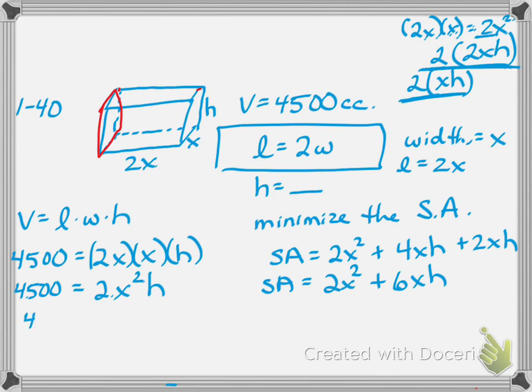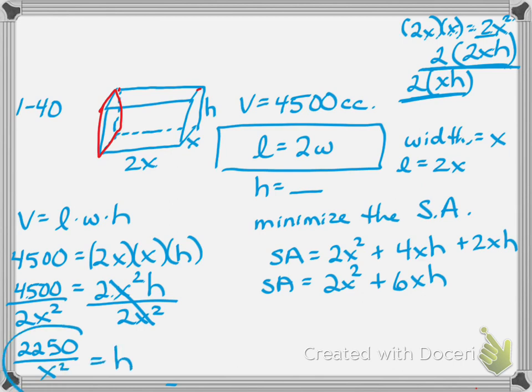So we've got 4,500. Let's divide both sides by 2x squared to get the h by itself. 4,500 divided by 2 is 2250 over x squared. So that's our h value. So we could take that h value and plug it into our surface area equation. So it's multiplied by 2250 over x squared.